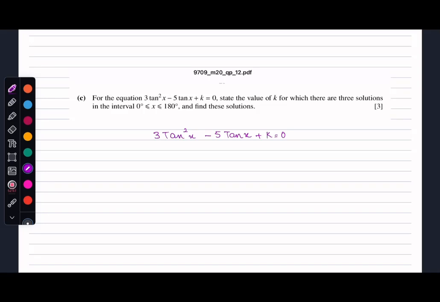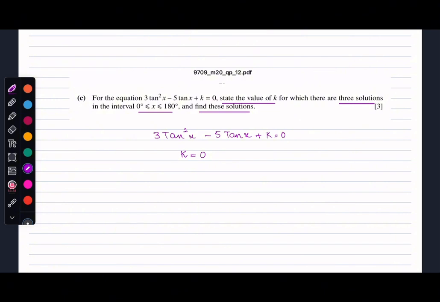Part C says, for the equation 3 tan squared x minus 5 tan x plus k equals 0, state the value of k for which there are three solutions in the interval 0 to 180 degrees, and we need to find these solutions also. So we should be finding the three solutions within 0 to 180 degrees. To get the three solutions, let's start by substituting k equals 0.